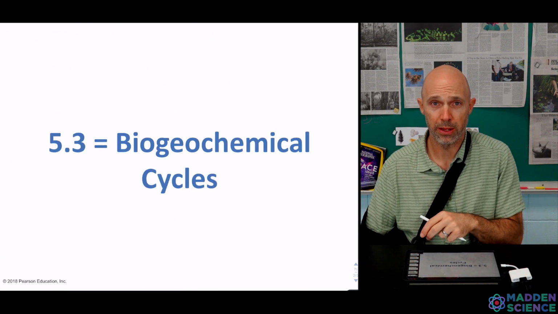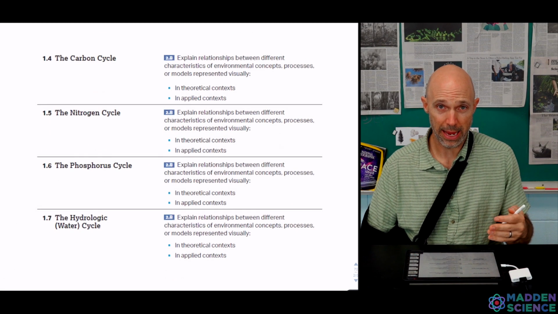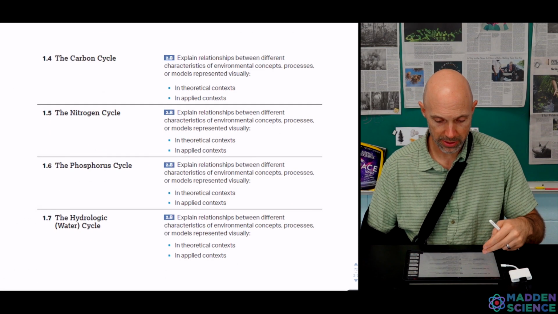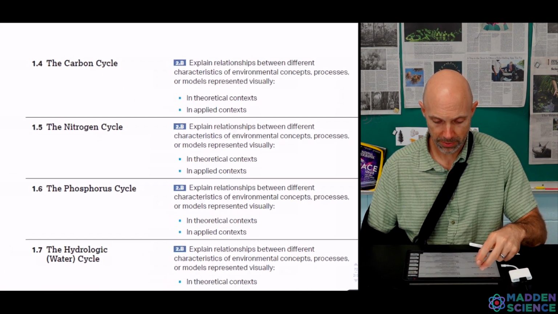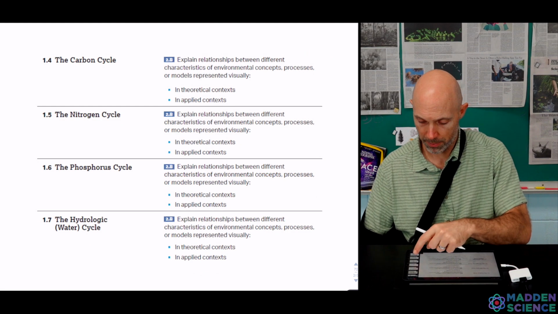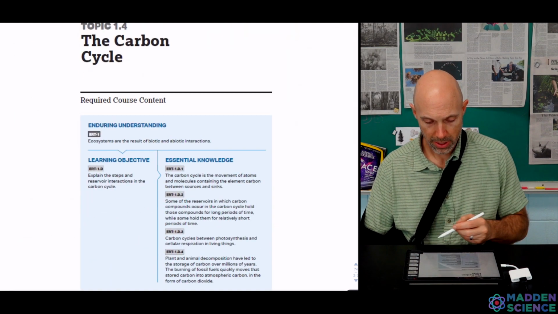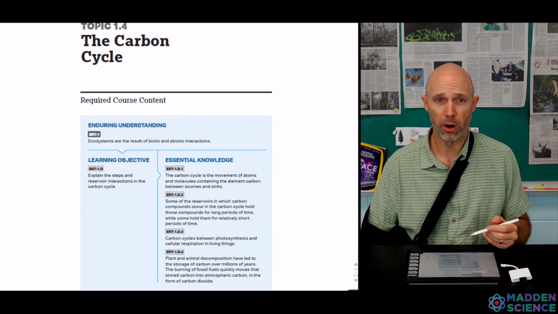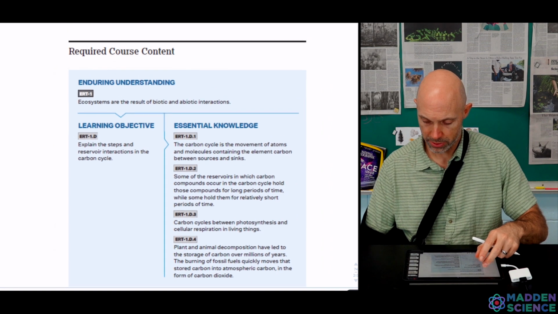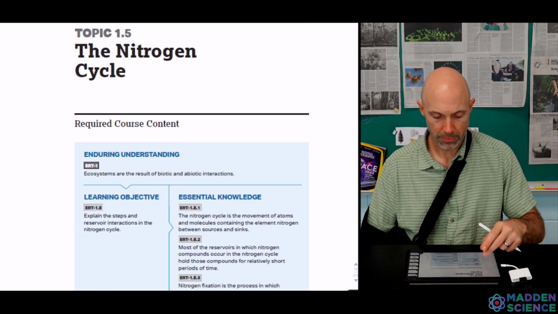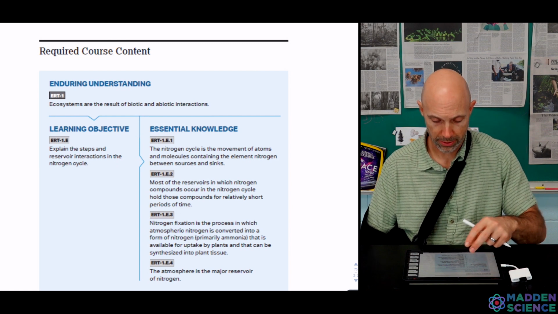So 5.3, biogeochemical cycles. If we look at the APES CED, you can see these listed here, along with some of our goals and objectives. You can see that those are the same throughout. A little more detail on some ideas that we'll do in class. You can then look at topic 1.4 with carbon, objectives and essential knowledge. So that's carbon cycle, nitrogen cycle. Notice that they're pretty similar.